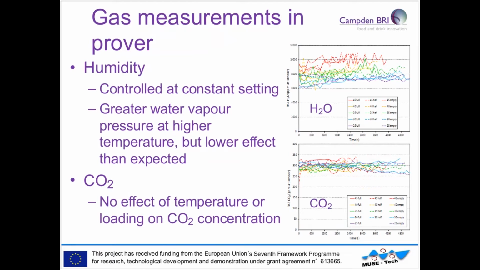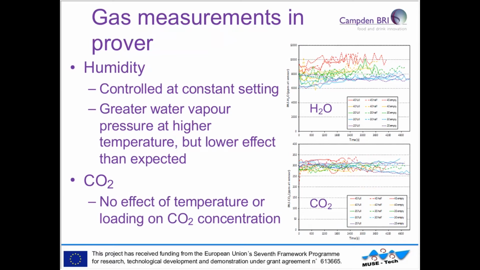First of all, the humidity. This was, of course, being controlled in the prover at a constant setting, so we're seeing a fairly flat trace. We do see greater signal for the higher temperature measurements, because although we're keeping the relative humidity the same, at higher temperature that actually represents more moles of water vapor. So that explains why we're seeing a temperature effect. We would expect the effect to be greater than we see, but nonetheless we're picking something up.